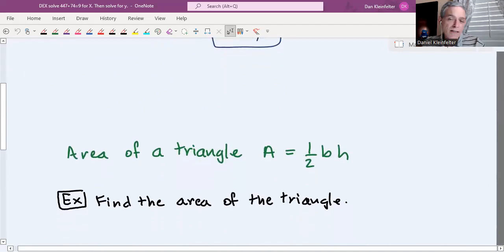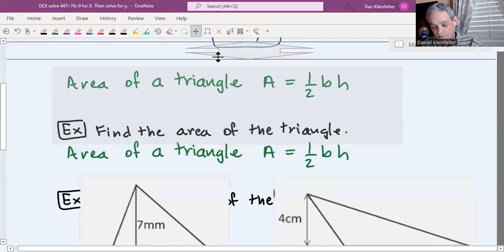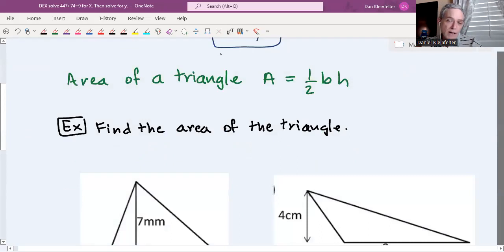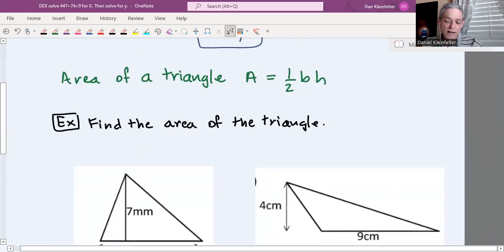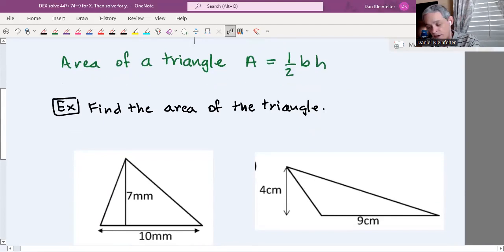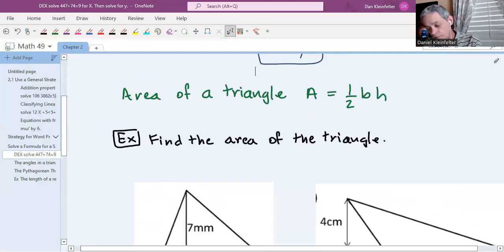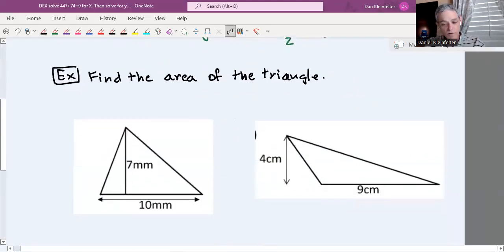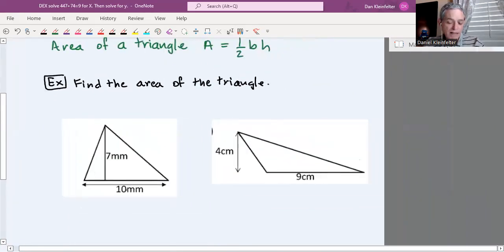All right, so continuing onward, the next thing that we want to look at aside from solving for a variable is some formulas from geometry that involve solving for a variable. We'd already seen the formula for the area of a triangle, A equals 1/2 base times height. And we're going to just apply it a few times to find the areas of a couple of triangles. Okay, so for the first one, we have a base length of 10 millimeters and a height of 7 millimeters. So the area is 1/2 the base times the height.